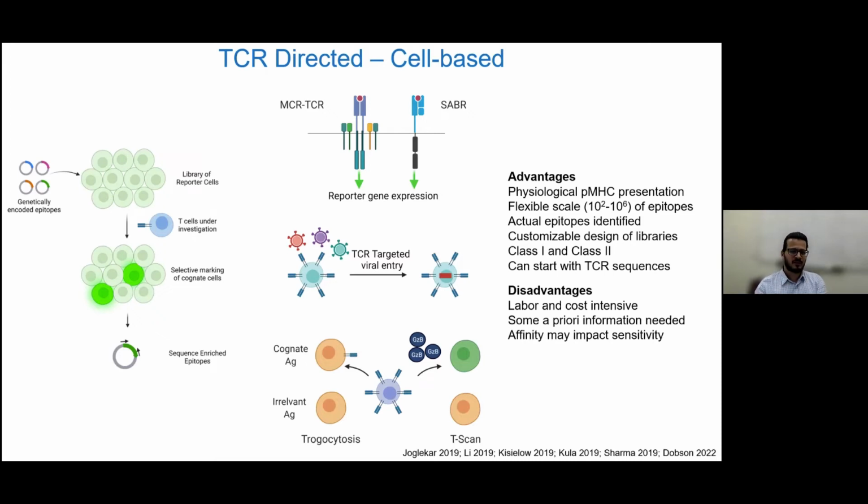The disadvantages are that these methods are still quite labor and cost intensive. And you typically need some a priori information about what the potential sphere of antigens could be. And then there may be affinity issues where they may be biased towards higher affinity epitopes.